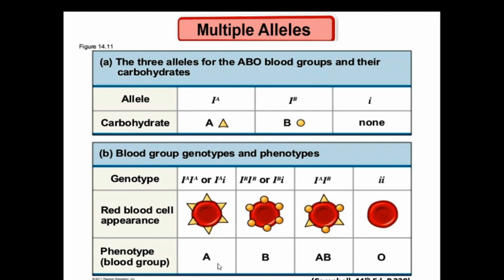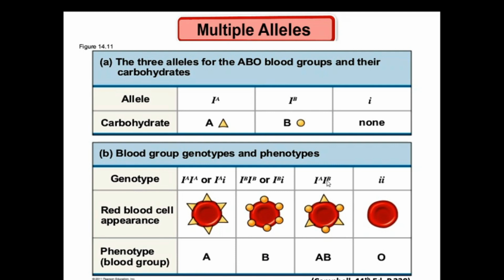For blood group B, if we represent the carbohydrate for B as a circle, those with the genotype of IBIB or IB small i, you can see the red blood cell appearance here, you will be finding the circle carbohydrate surrounding them. So this is the appearance of the red blood cell for those individuals with the phenotype blood group B.